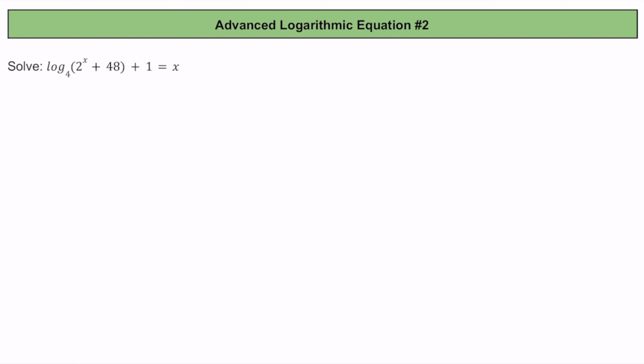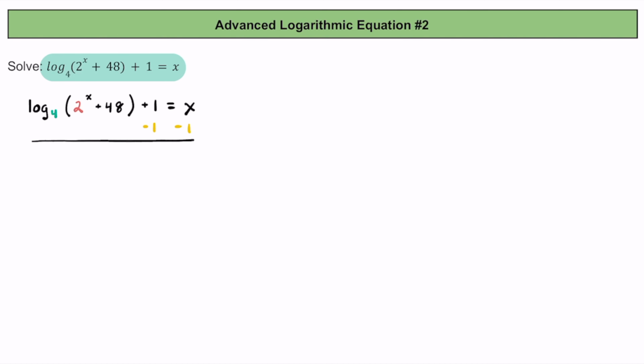Let's get started. The equation we're going to solve here is log base 4 of the quantity 2 to the x power plus 48, plus 1, is equal to x. Let's just start by rewriting the equation. Here's the original equation, and the first thing we're going to do is subtract 1 from both sides so that we can isolate the logarithm on the left side.